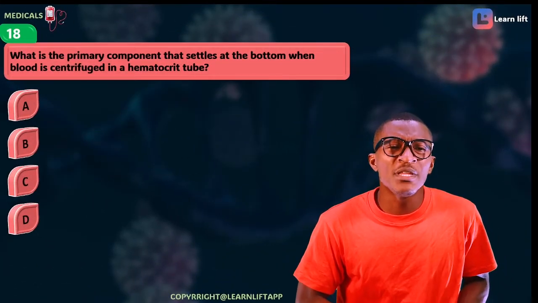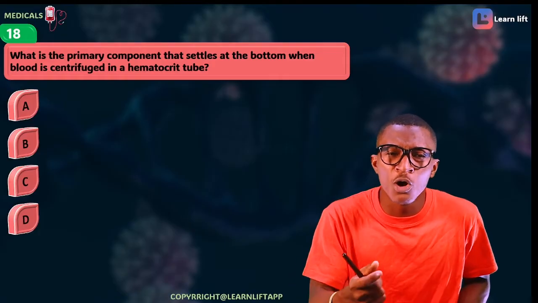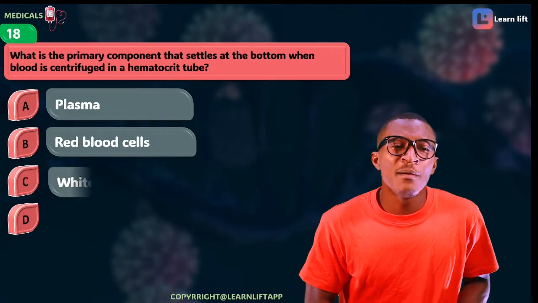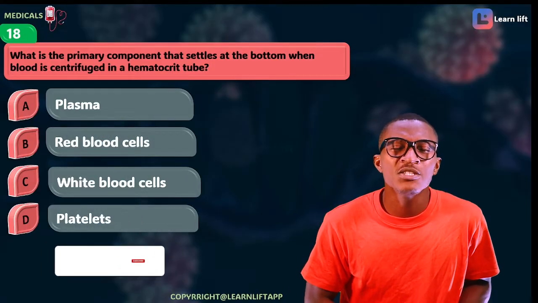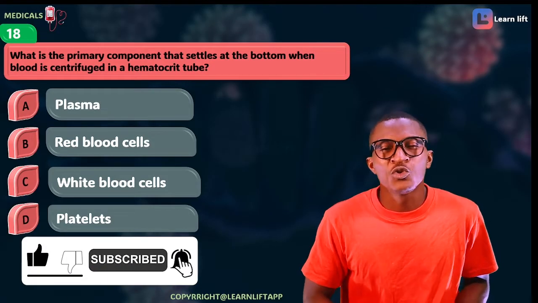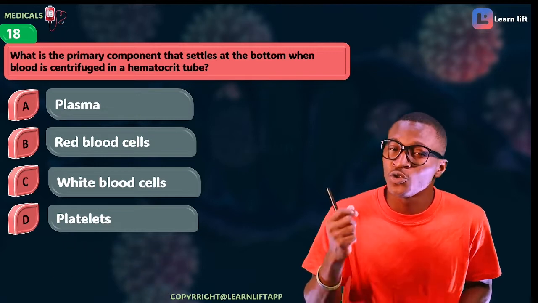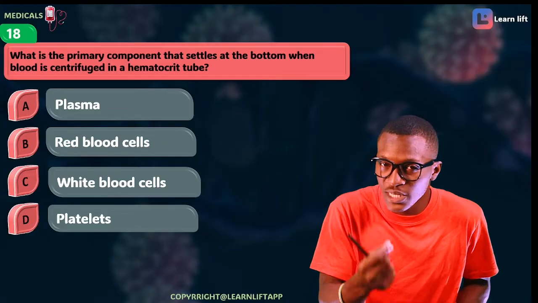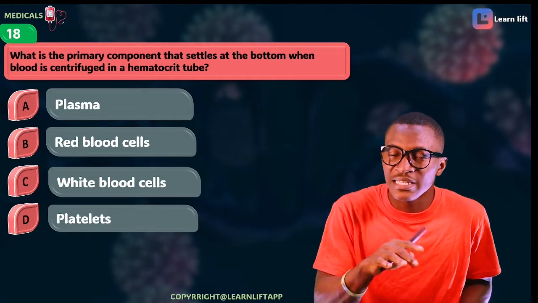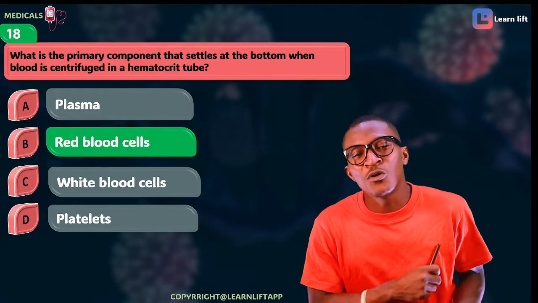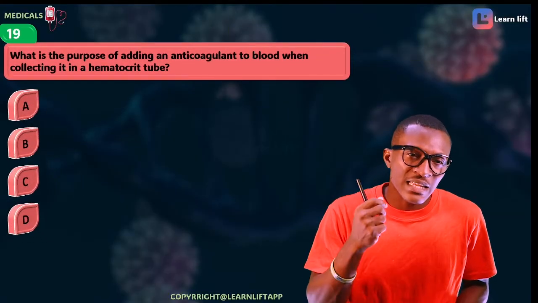What is the primary component that settles at the bottom when blood is centrifuged in a hematocrit test tube? I gave you that time. Options: A, plasma; red blood cell; white blood cells; platelet. What's the answer? What is at the base? Have you chosen the answer? Of course you should know. What is at the base when blood is collected from a patient and put in a centrifuge test tube, and an anticoagulant is added and it is left for 30 minutes? We said that plasma comes to the top while red blood cells come to the bottom, making red blood cell the answer. You can see that now.